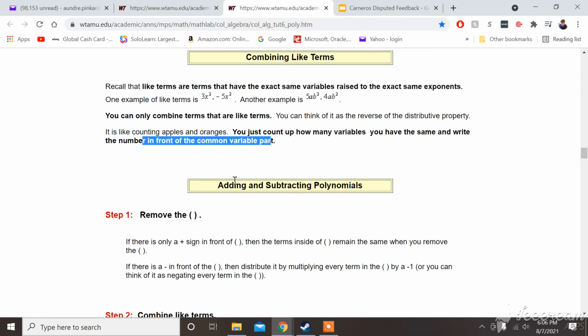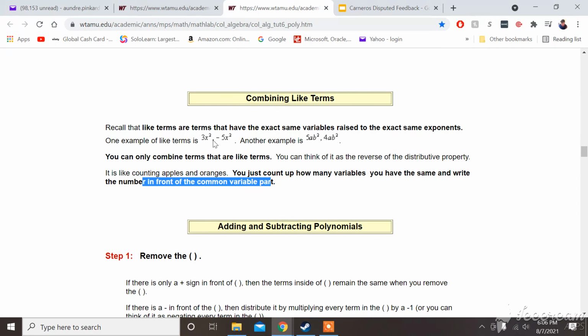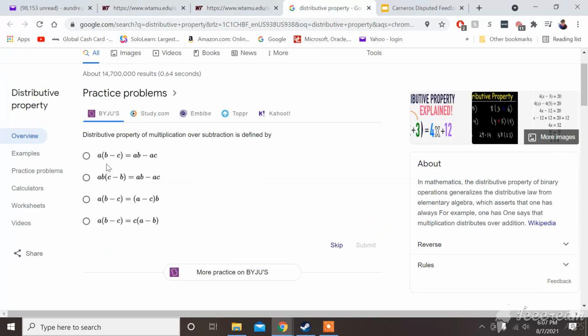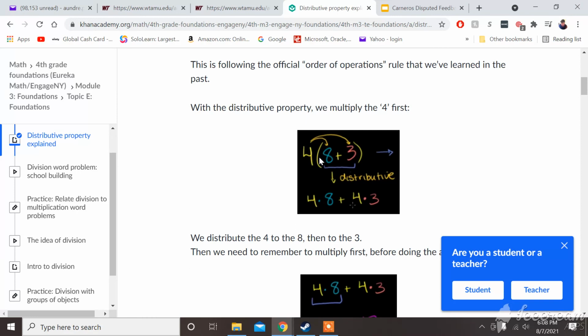I've got to see an example. I didn't read this before I got to this part. Okay, so distributive property real quick. It's a times c. This distributive property, 4 times 8, turns into this, then you add these together. It's just the reverse of distributive.